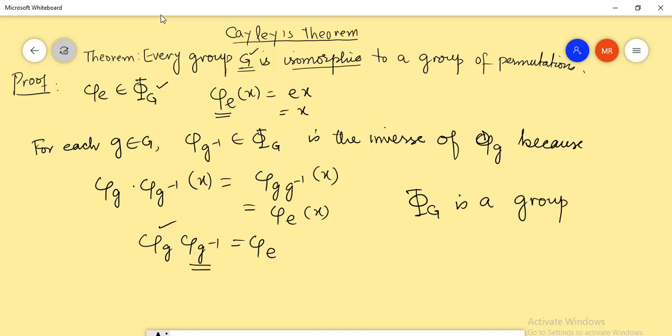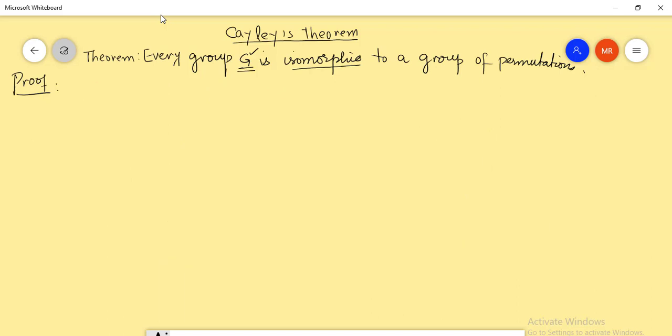and it is a group of permutations because it is the set of bijective mappings phi_g from G to itself, and hence this capital phi of G is a group of permutations. Thus, we have the group G and the group of permutations phi(G).